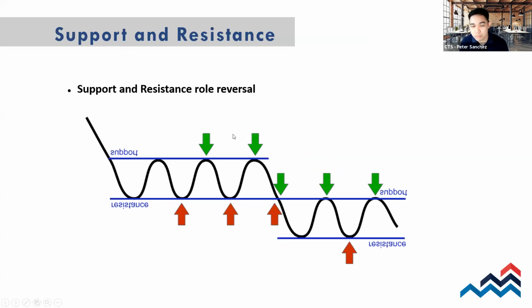Same is also true kapag downtrend. Kapag nagkaroon tayo ng breakdown, sabi natin, ito yung support. Nagkaroon tayo ng breakdown, na-break yung support natin. After that breakdown, bumalik yung price sa taas, yung previous support natin will be our future resistance. Okay? Binaliktad ko lang itong chart.